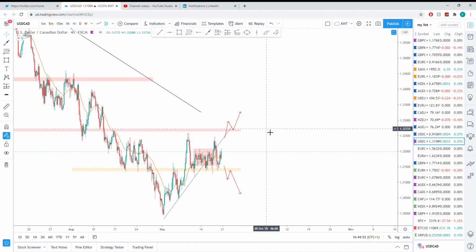Like I said, we'll cover gold, Euro USD, and USD JPY for tomorrow.